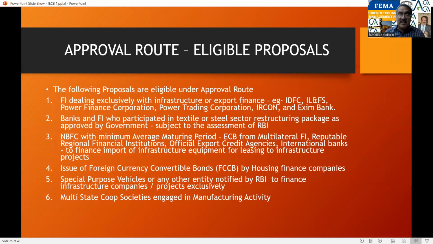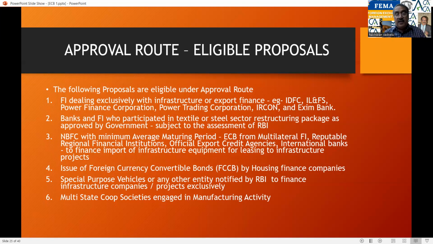And what are the eligible proposals? Now we are going to see the eligible proposals, that is, the approval route. So far we have seen the automatic route. Now we are going to see those projects you can do only after getting RBI's permission. This comes under the category of the approval route.